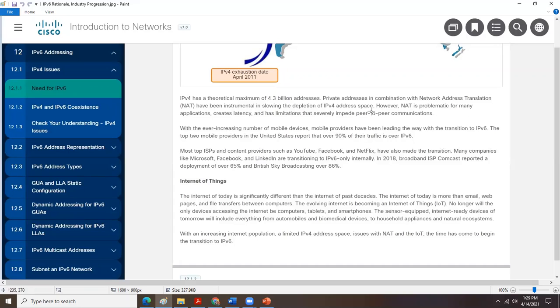However, NAT is problematic for many applications, creates latency, and has limitations that severely impede or impair peer-to-peer communications. A good example of this is something called double NAT.